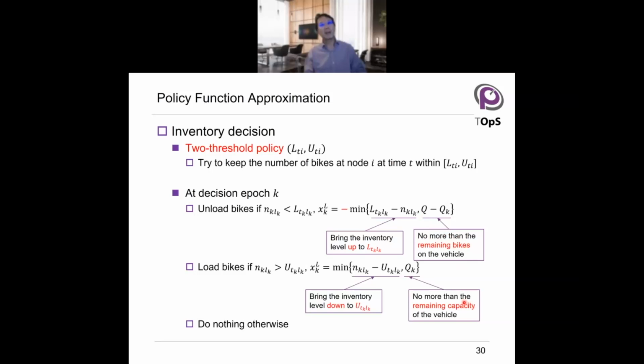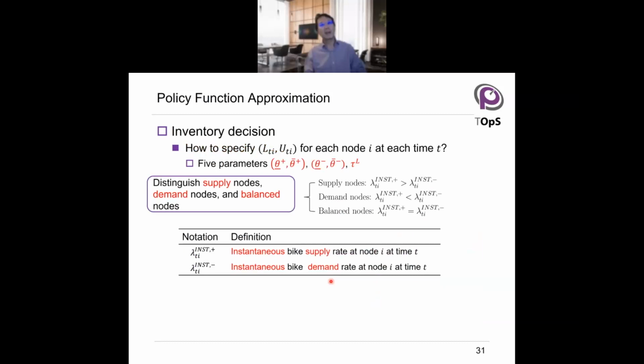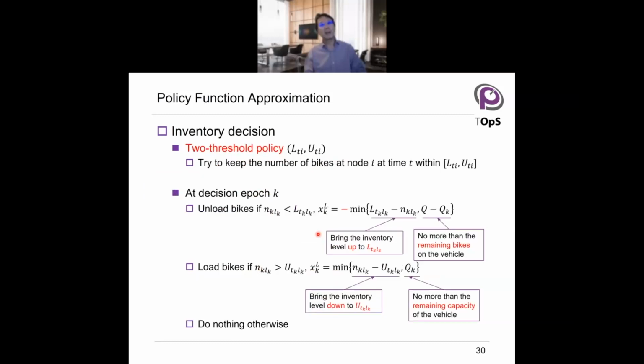When we load the bike onto the vehicle, we can only load up to the remaining capacity. So this is the inventory decision. How to decide? We cannot have many L for each T and for each I, many U for each T and for each I. There are going to be too many parameters to tune.